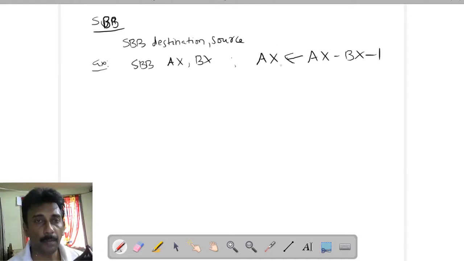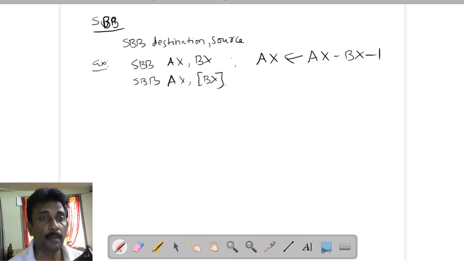The AX result will be placed finally, but the BX will be subtracted from the AX with the borrow also. That is subtraction with borrow. Let us see another example. SBB AX, [BX]. You can write it like this also. The content of the memory location at the BX offset will be subtracted from the AX along with the borrow. Then the result will be placed in the AX register.